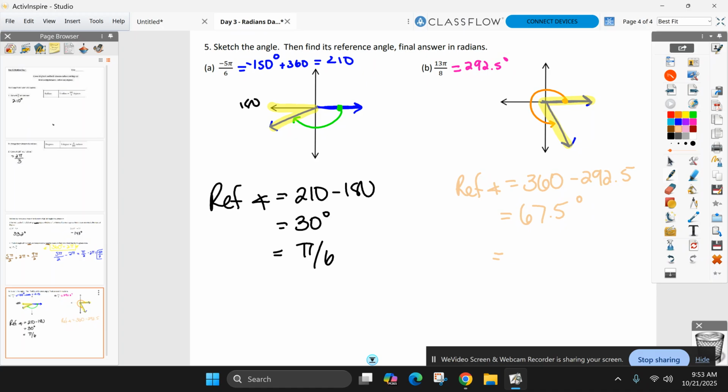How did your calculator turn that into something with pi? 3 pi over 8? Yep. Okay, I'm just making sure. I didn't know if it was going to do that for you or leave it as a decimal. So there's your reference angle, 3 pi over 8. I'm going to add one more problem at the bottom.